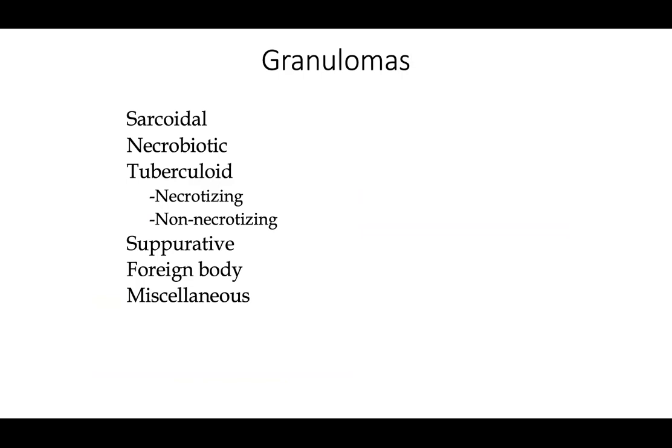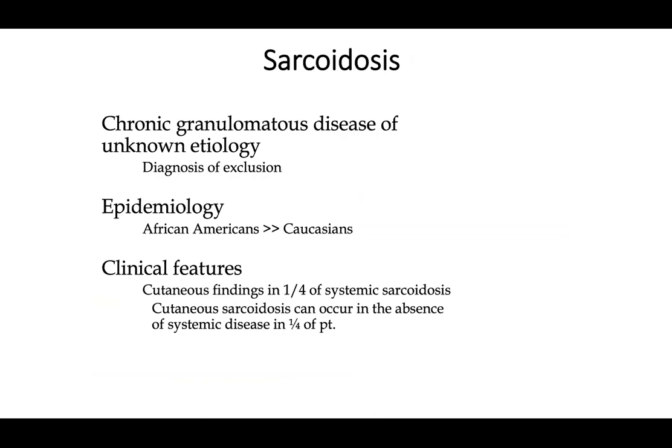Moving on to granulomas. So there are many different types of granulomas. You have sarcoidal granulomas, necrobiotic granulomas, tuberculoid granulomas, suppurative granulomas, foreign body granulomas, and miscellaneous granulomas. So we will hit some of the highlights here. Let's start off with sarcoidosis.